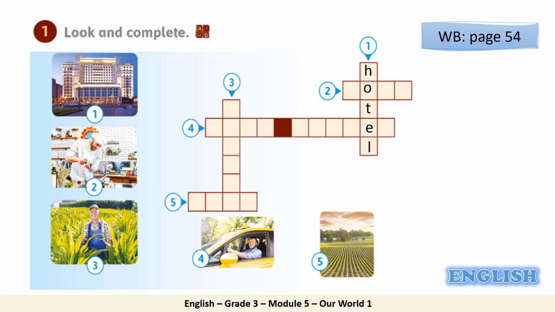Are you ready to check your answers? Let's do it together. Number 2 is cook. Number 3, farmer. Number 4, taxi driver. Number 5, farm. Excellent, my dear students. You did a great job.